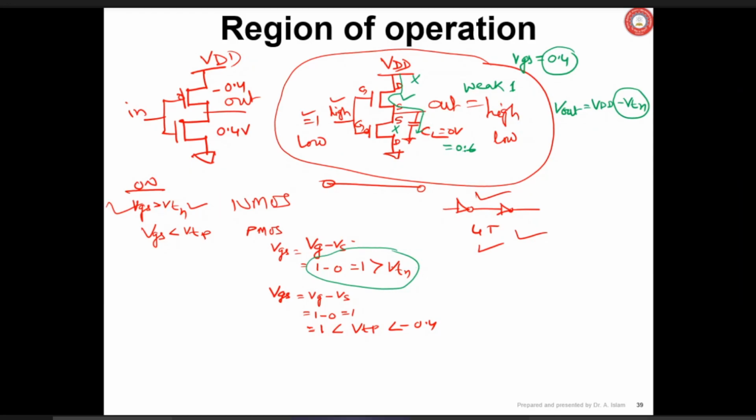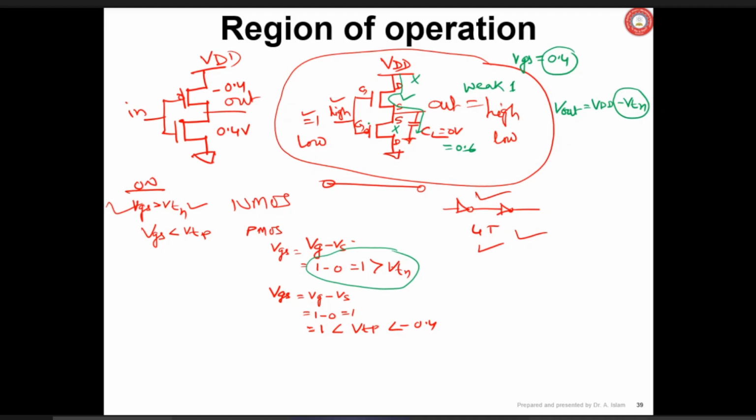Say it has gone up to 0.6 volt. CL has gone up to 0.6 volt. Then what is the VGS? VGS is 1 minus 0.6, which means 0.4 volt. It is 0.4 volt, which is still higher than minus 0.4 volt, the threshold voltage of the PMOSFET. So the PMOSFET will always be off. Yes or no? Yes, sir. Okay.